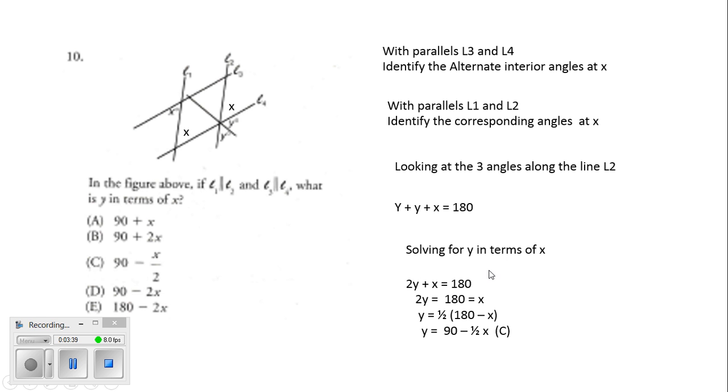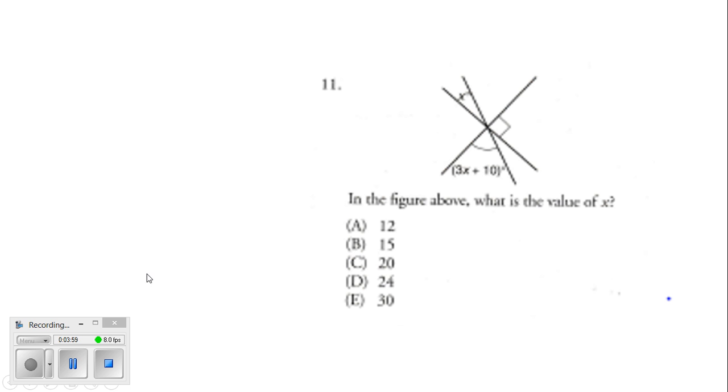What do they want? They want y in terms of x. That means they want y left by itself on one side. So we subtract x over here. It should be minus x, not equals x. And then we divide by 2, which gives us 90 minus 1/2 x, which is selection C. All right, we will come back and do one more problem for you.